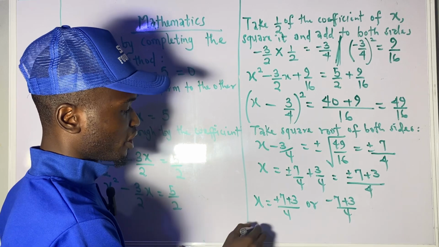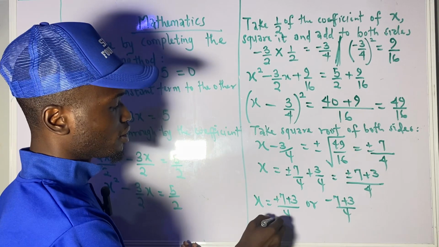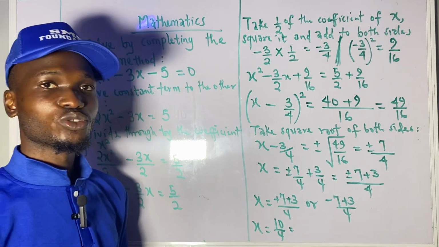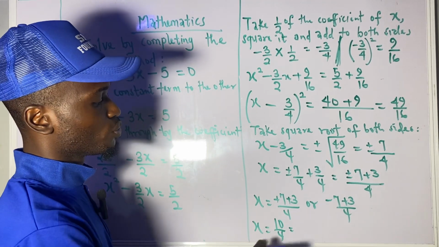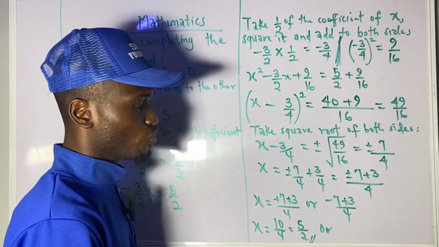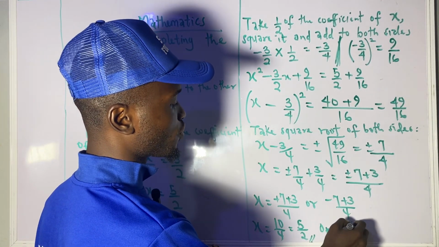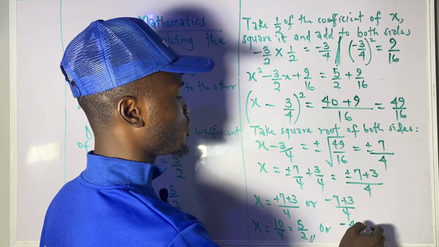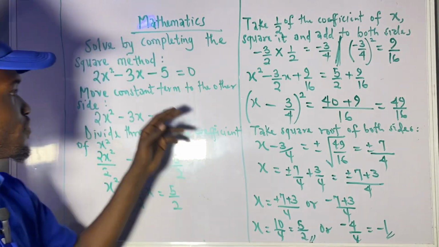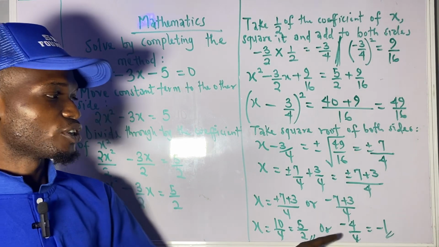Now, x will be equal to 7 plus 3, which will surely give me 10 over 4, which can be reduced to the lowest term. 2 can go, 2 can go, so we have 5 over 2. Then, for this, minus 7 plus 3 is going to give me minus 4 over 4, which will simplify to minus 1. So the two answers that satisfy this quadratic equation are 5 over 2 and minus 1.